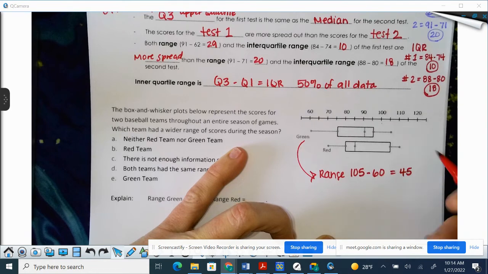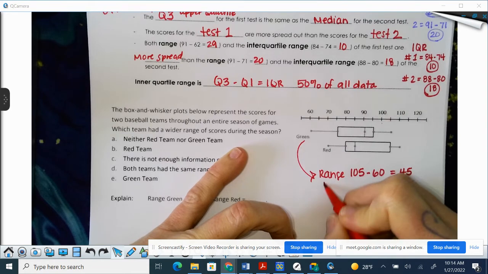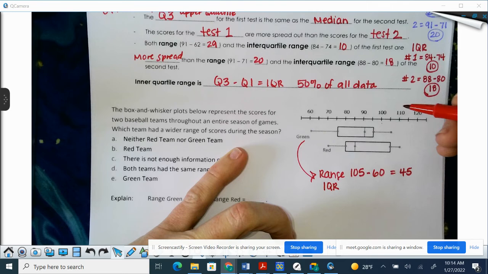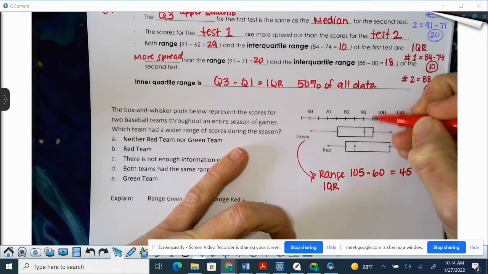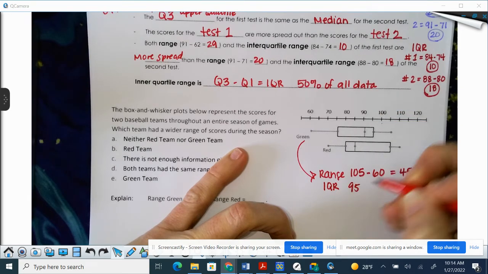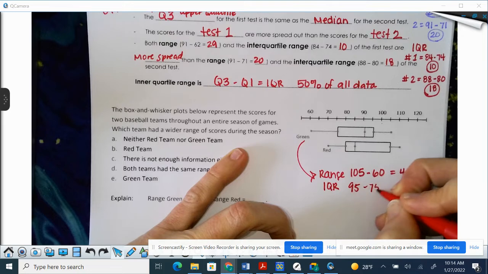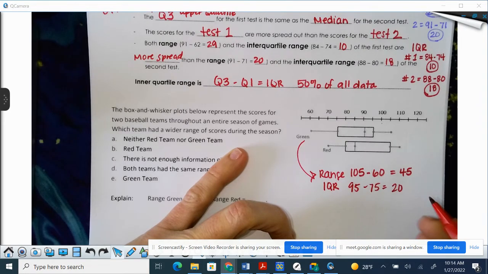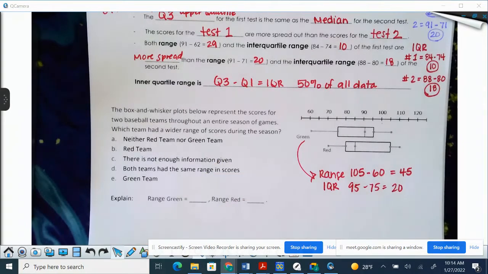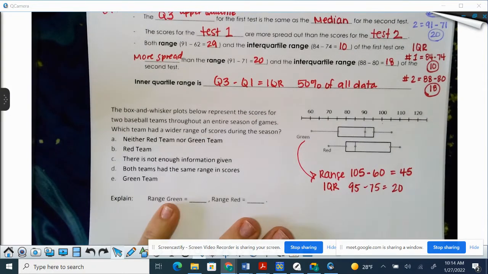And just for conversation, let's go ahead and do our IQR for practice. So IQR is going to be 95 minus 75, which is 20. So 50% of our data falls between 95 and 75 for our green team.